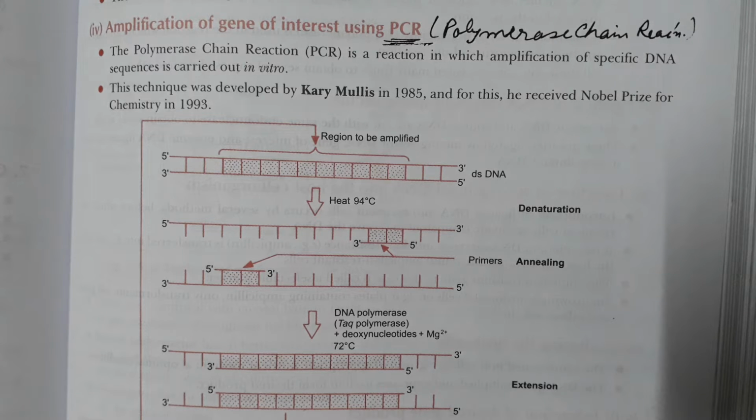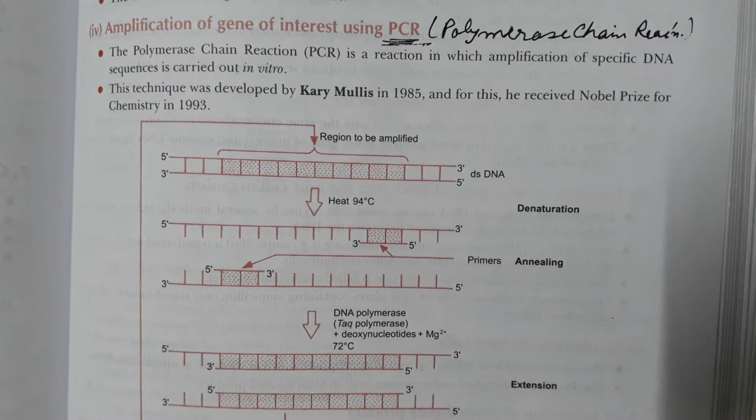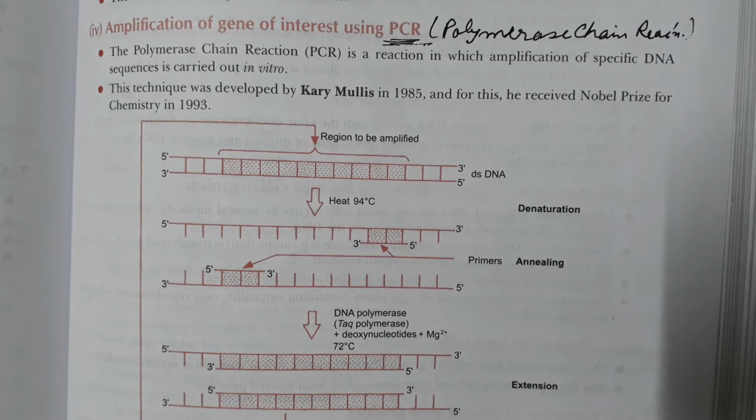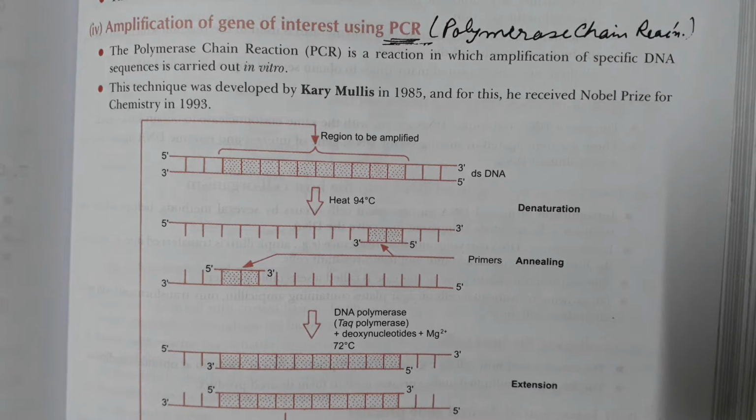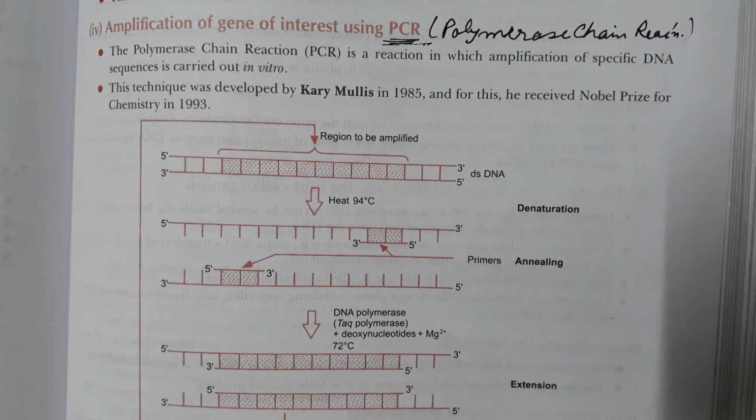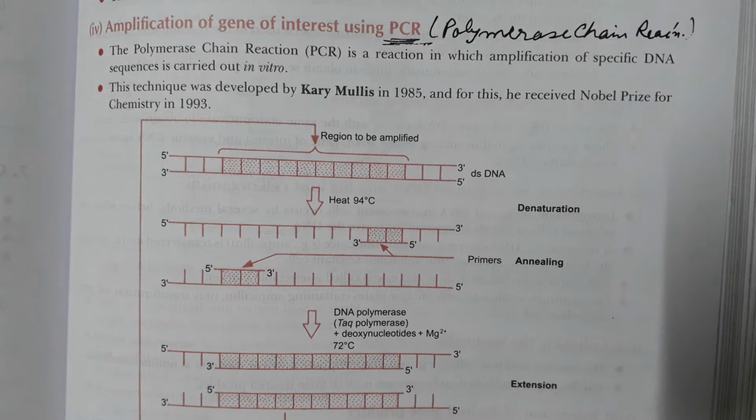This technique was first developed by Kary Mullis in 1985 and he received the Nobel Prize for Chemistry in 1993. Polymerase chain reaction is completed in 3 steps. First step is denaturation. Second step is annealing and third step is extension.